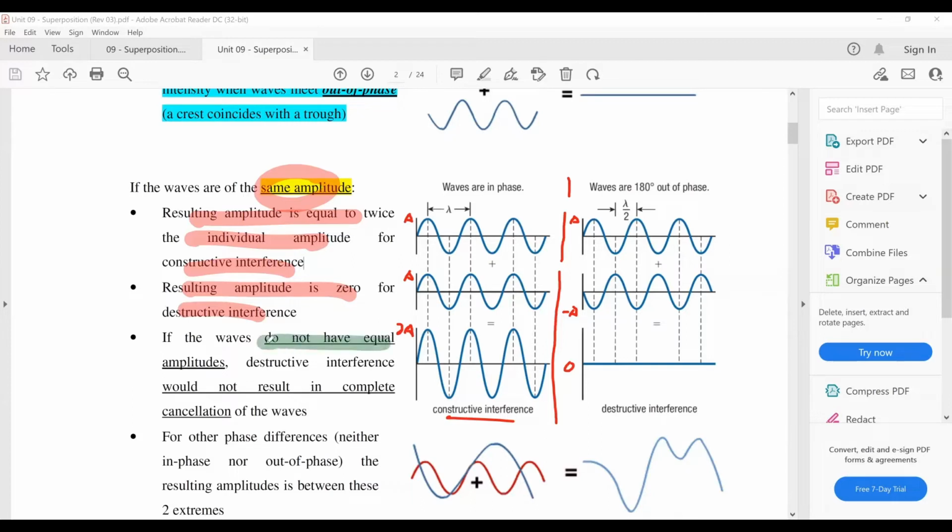If the waves do not have equal amplitudes, the most important thing you need to know from this is that destructive interference will not result in complete cancellation of the waves. A common thing that most people misunderstand is that destructive interference always gives you 0. That is not true. Destructive interference always gives you minimum amplitude or minimum intensity, which could happen to be 0. What makes a destructive interference destructive is the way they meet.